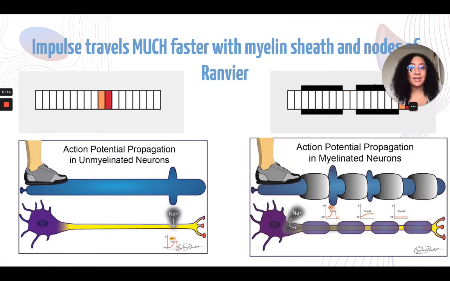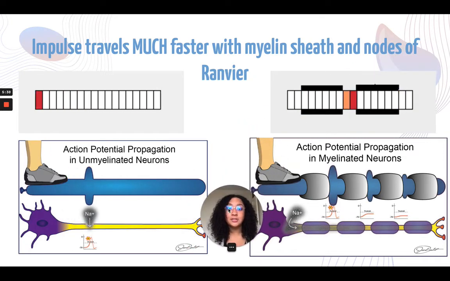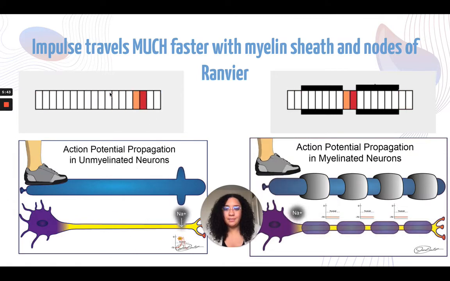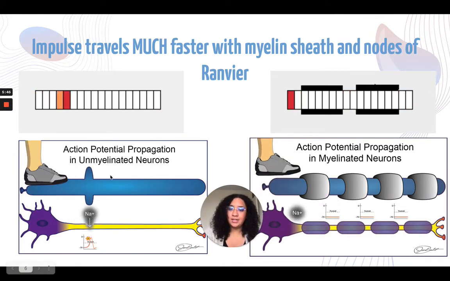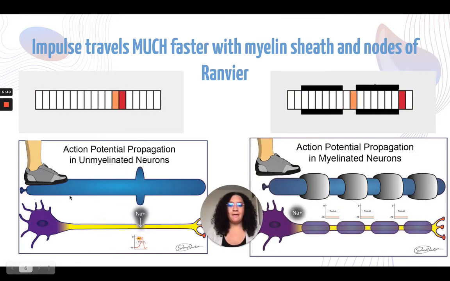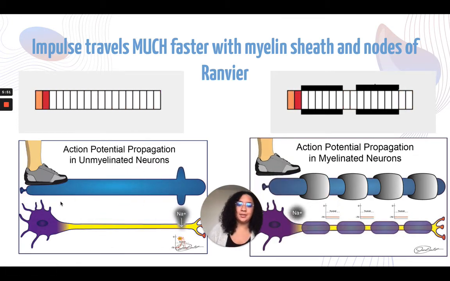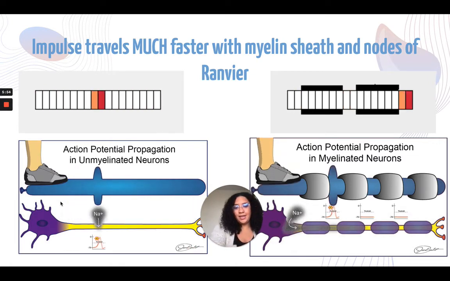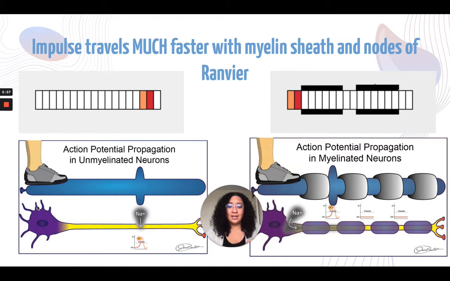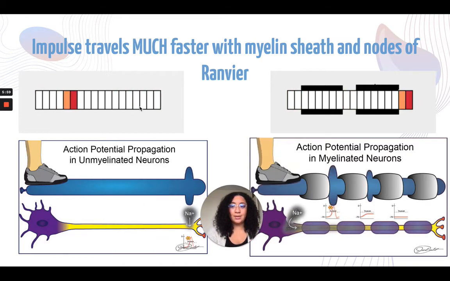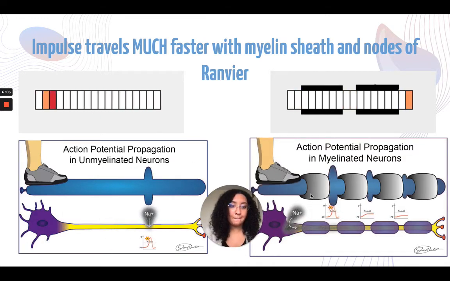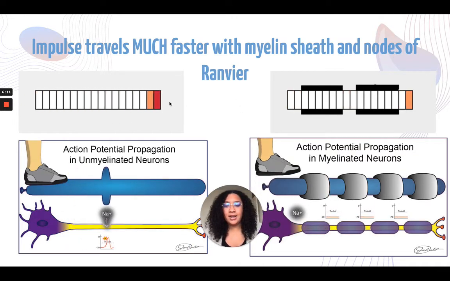So like I was saying, the impulse travels much faster with the myelin sheath and nodes of Ranvier. If we look at this image, you see that once you have a stimulus, the stimulus goes from the dendrites to the axon terminals, and without the myelin sheath, it takes a slower amount of time. Well, it's still kind of fast, but it's much slower than with myelinated neurons. I think these two GIFs are an accurate depiction of it. It really shows you what is happening.